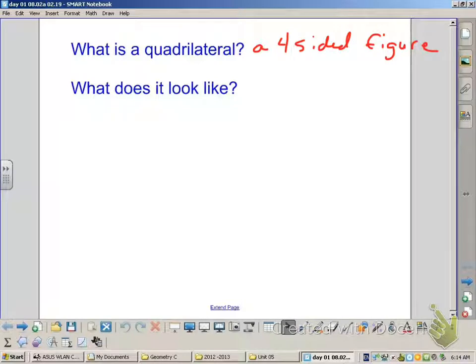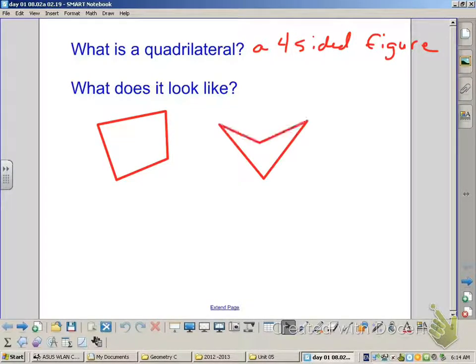Now let's think about what a quadrilateral can look like. It doesn't have to be anything special, it just has to have four sides. So all of these are examples of quadrilaterals.